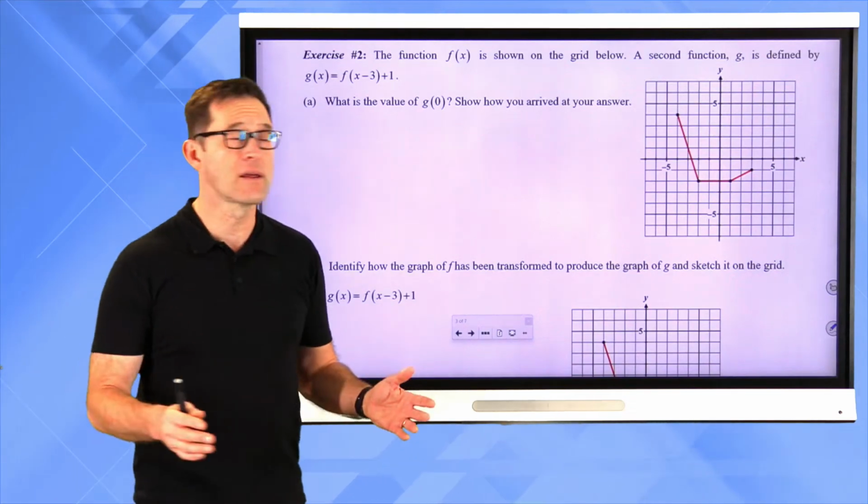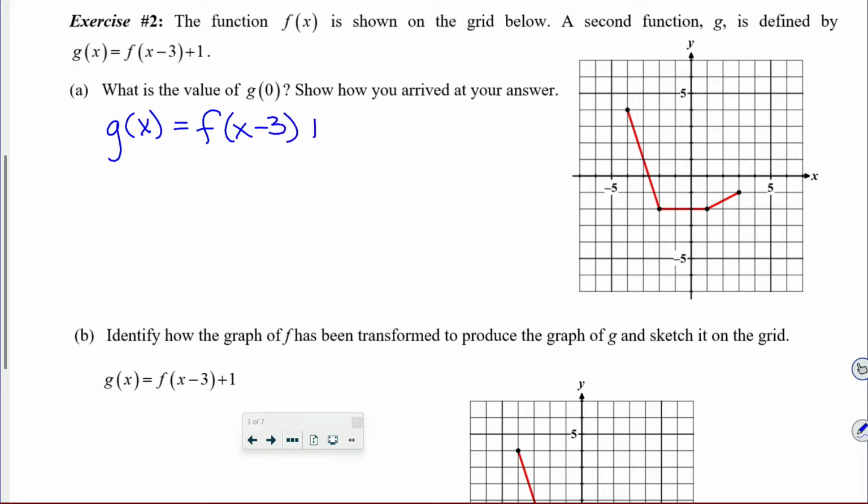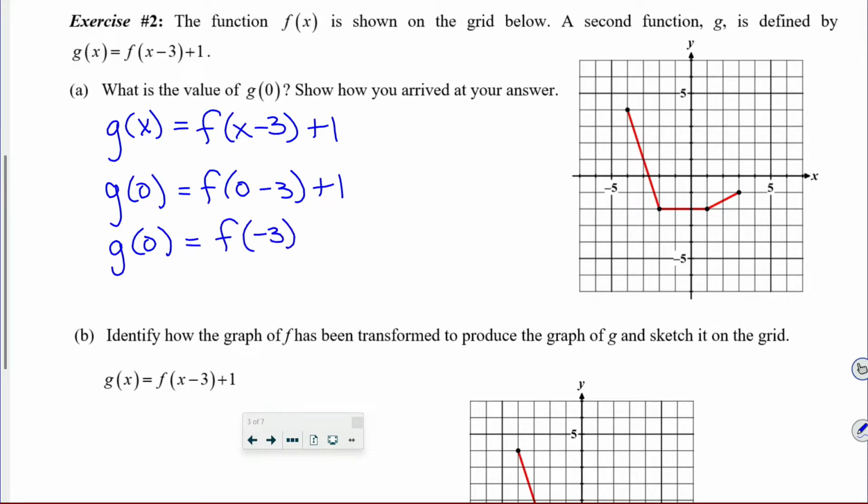All right, well let's take a look. We know that g of x is equal to f of x minus 3 plus 1. So g of 0 will be f of 0 minus 3 plus 1. That means g of 0 will be f of negative 3 plus 1. Now we have to use the graph of f of x to decide what f of negative 3 is.